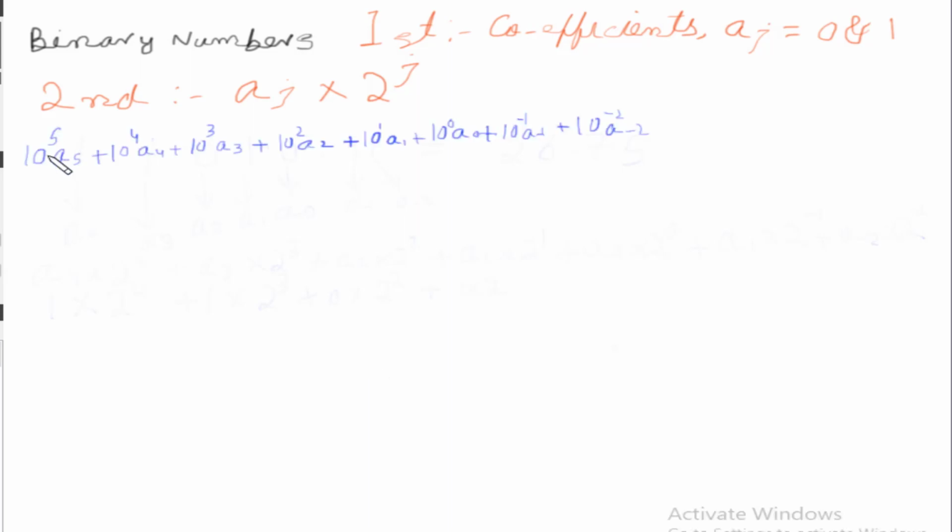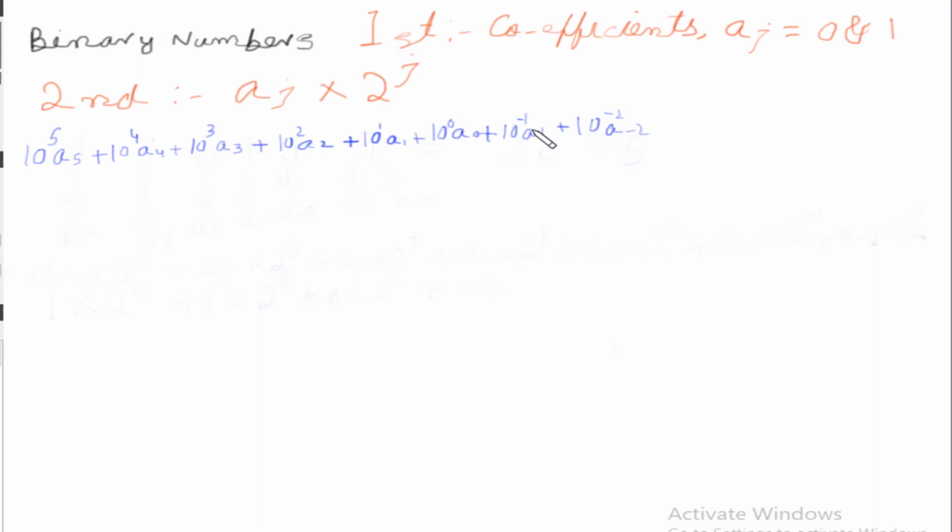I wrote 10 raised to power 5 into a sub 5 plus 10 raised to power 4 into a sub 4 plus 10 cube into a sub 3 plus 10 square into a sub 2 plus 10 into a sub 1 plus 10 raised to power 0 into a sub 0 plus 10 raised to power minus 1 into a sub minus 1 plus 10 raised to power minus 2 into a sub minus 2. This is for the decimal number system. I have written it earlier in this lecture.